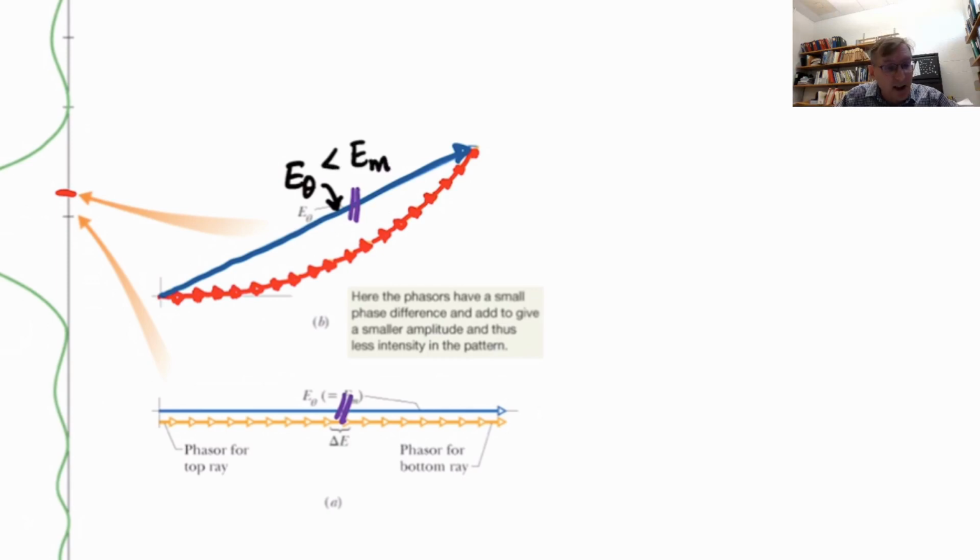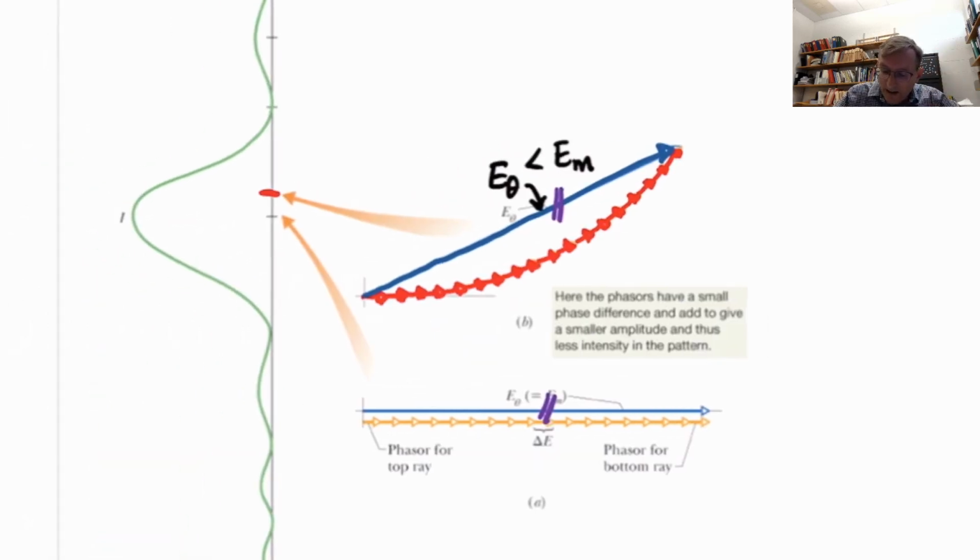And the intensity of the light there will be proportional to the E theta squared. So the intensity will be less than the maximum. And so over here on this graph that represents the intensity at this point, go till you hit the graph, you don't go quite as far as you did when you were at the central maximum, meaning the intensity is a little bit less at this point.